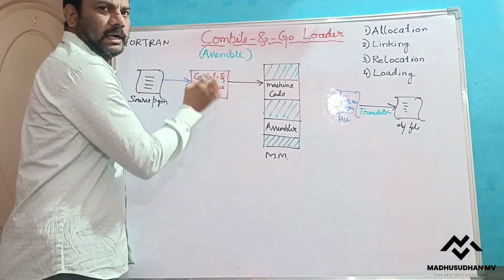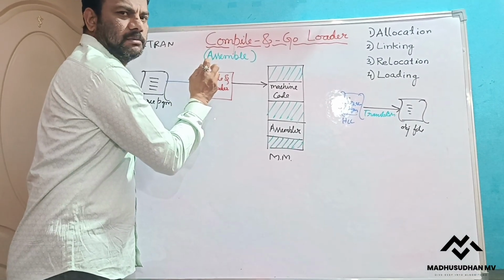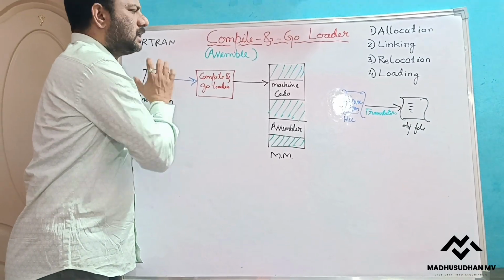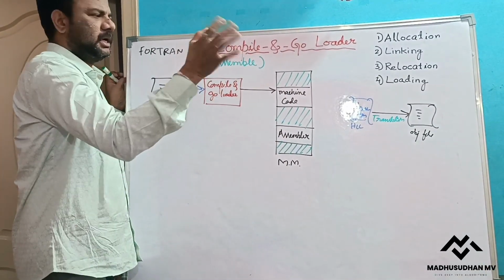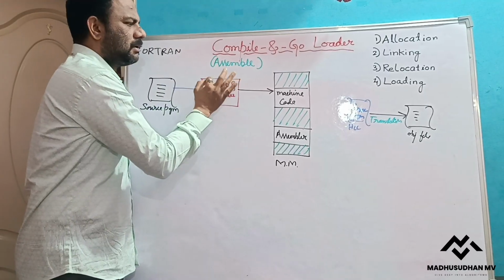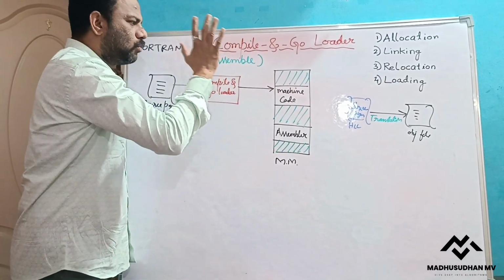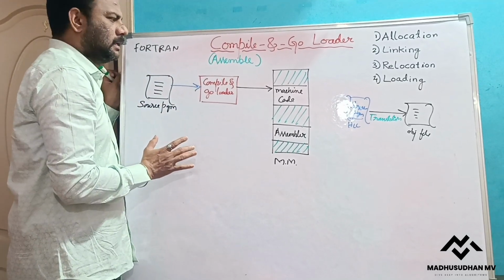So our compile and go loader takes one instruction, converts it into machine code, and loads it. The address will be generated by the assembler only. That is the simplest type of loader. It takes one instruction, converts it into machine level code, and stores it into the main memory. That's it. Now, what are the advantages of this one?